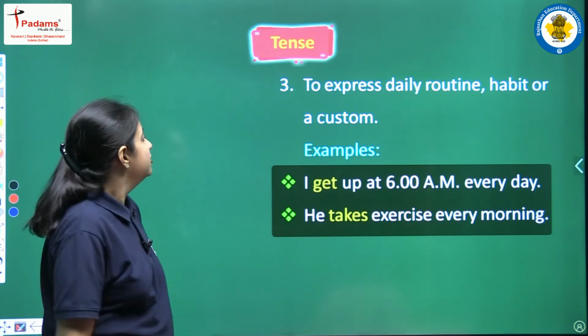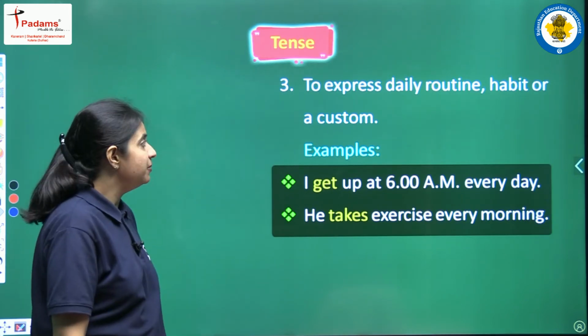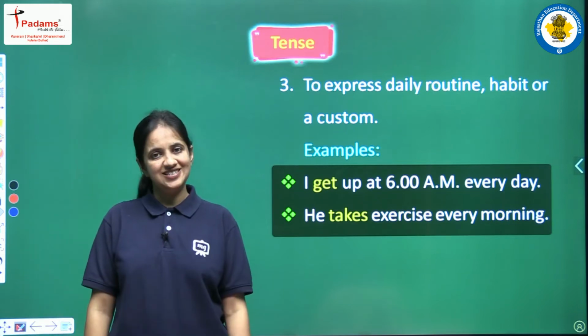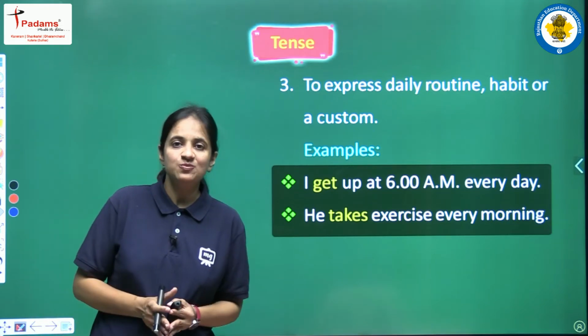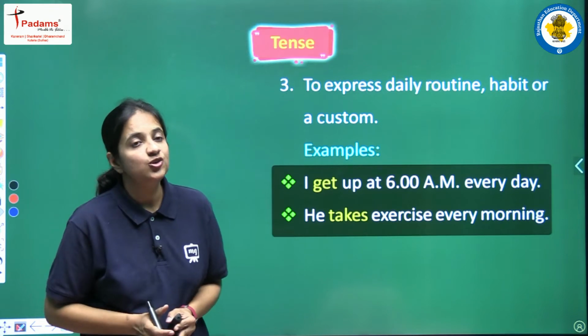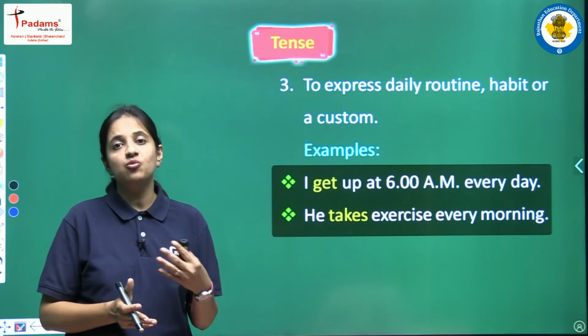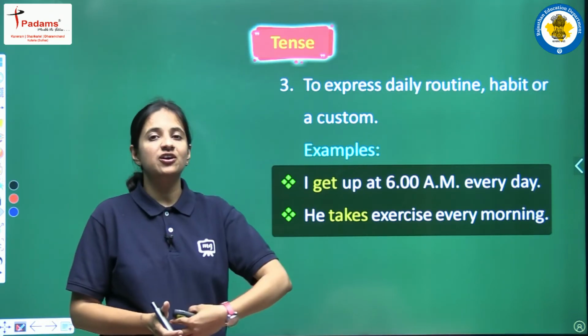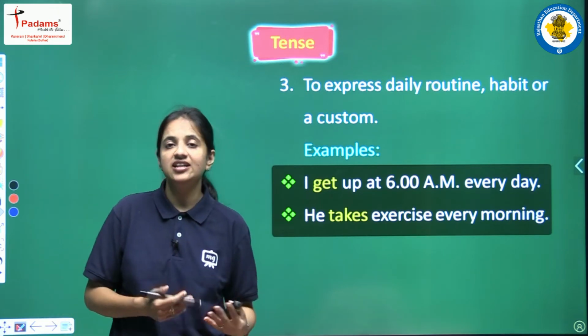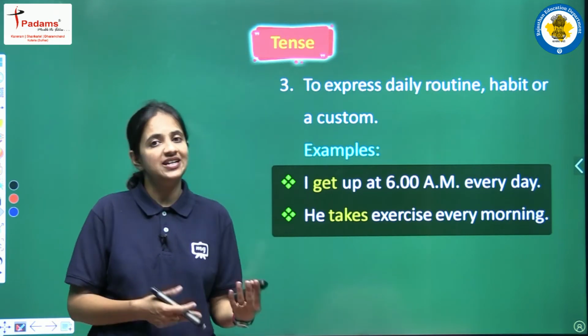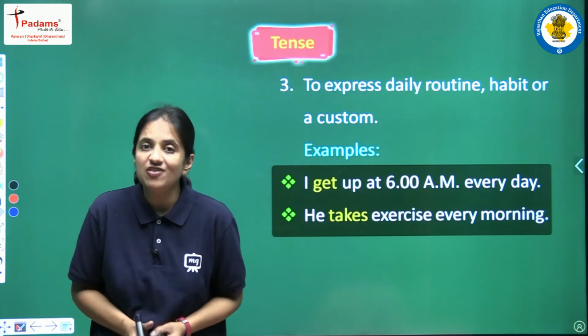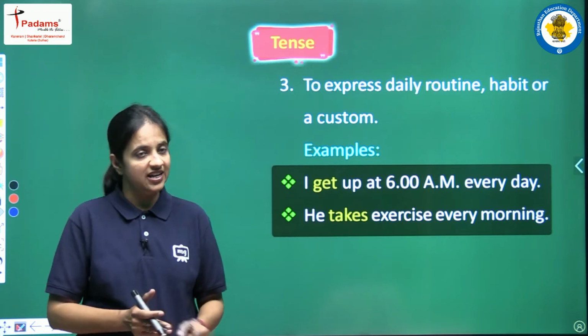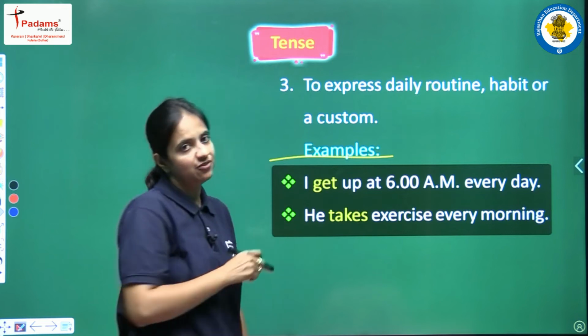So let's read. To express daily routine, habit or a custom. So yes, this is the third use where we use present simple tense. So this tense is used to express someone's daily routine. So when we talk about some person's daily routine, his habitual things, his habit, or we can say his custom, then we always use present simple tense. So let's see some of the examples that we are having here.